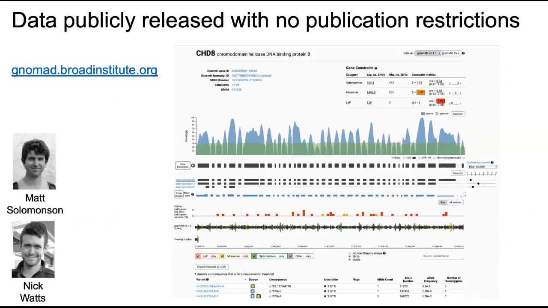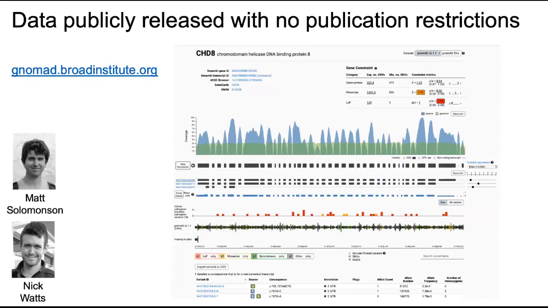constraint metrics. So as you all know, I'm sure, if you've been to the website at gnomad.broadinstitute.org, we've publicly released this data with no publication restrictions. You're free to use the data, download the data, use it however you want. And we've also released a browser, thanks to the tireless efforts of Matt and Nick, who put together a nice, shiny new browser that is actually quite responsive and much faster than the browser that I built for ExAC many years ago.